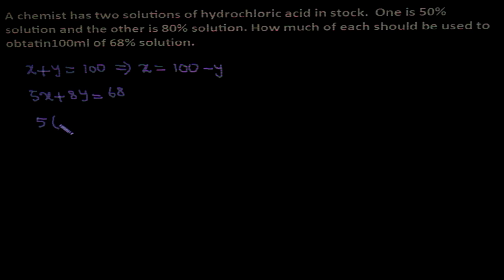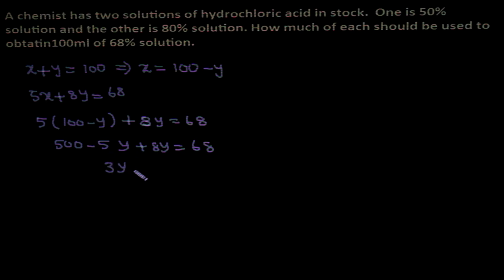5 into what is x? 100 minus y. 5 into 100 minus y, plus already here is 3y, 8y is equal to 68. 5 into 100 is 500, minus 5 into y, 5y, plus 8y is equal to 68. 8y minus 5y is 3y.